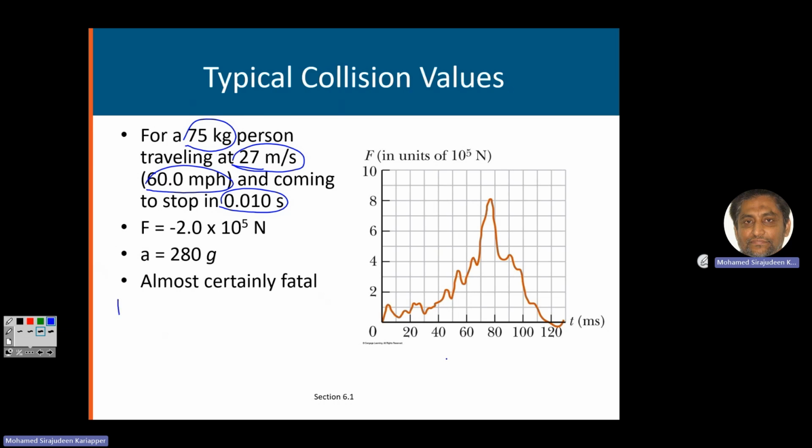So let us calculate the force on you because of that being stopped. Delta P divided by delta T. Mass times final velocity minus initial velocity.